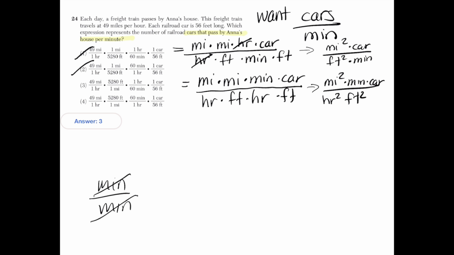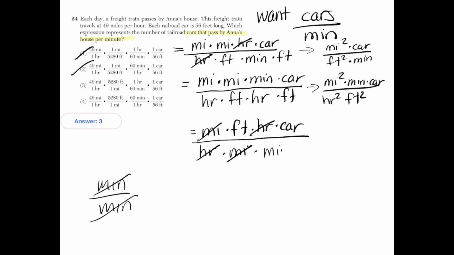So if you were looking at this, you will go miles, feet, hours, and car. And underneath, you have hours, so that goes. Miles, found one, found a pair. It's like playing Go Fish, right? And then, let's see, minute, nothing there. And then, feet, bam, and bam. So now that leaves me with cars over minutes, which is what I wanted. And that's why 3 is the right answer.